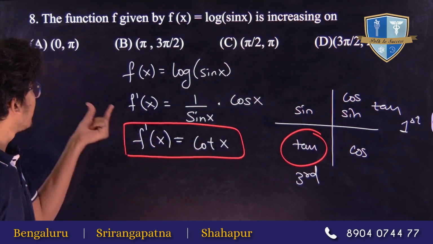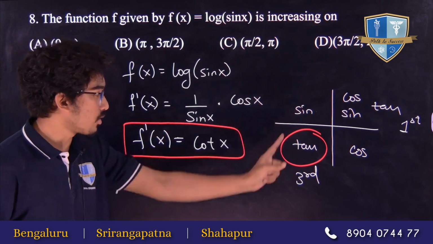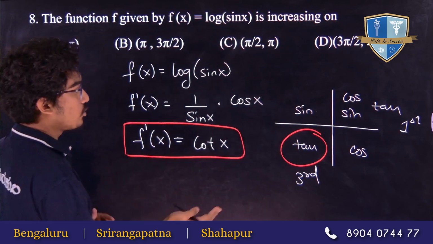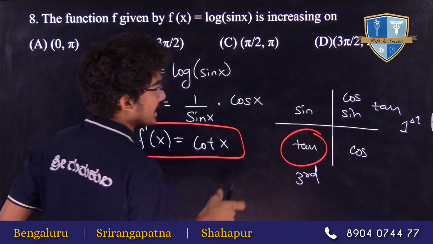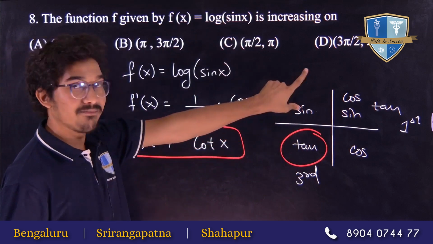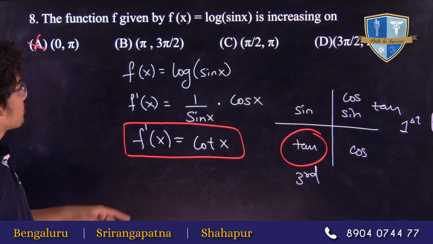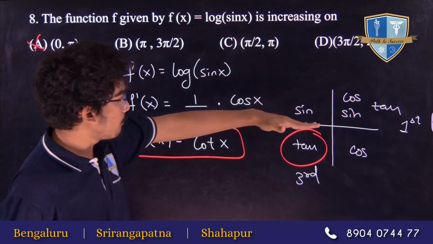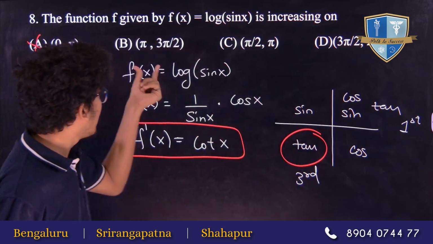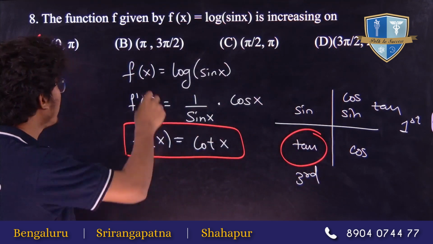So let's see which of the options are among first quadrant or third quadrant. So 0 to pi means first quadrant and second quadrant. No, cot is negative in second quadrant. So we can't take option A. Now second option, pi to 3 pi by 2. Yes, it is exactly third quadrant, correct? So this should be our correct answer.